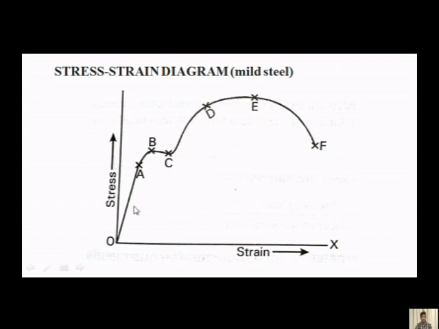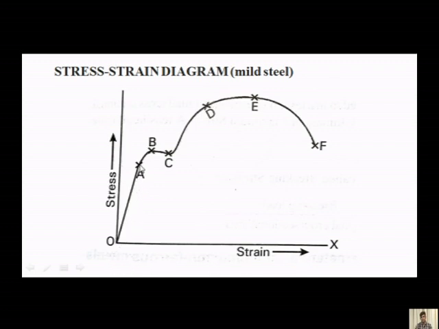Okay, so here we can see the straight line, and this straight line represents the elastic limit, where when the load is suddenly removed, the material regains its original shape. That is, OA, again I am repeating, is the portion where the material is under elastic limit and it obeys Hooke's law. Stress is directly proportional to strain. It is a straight line.